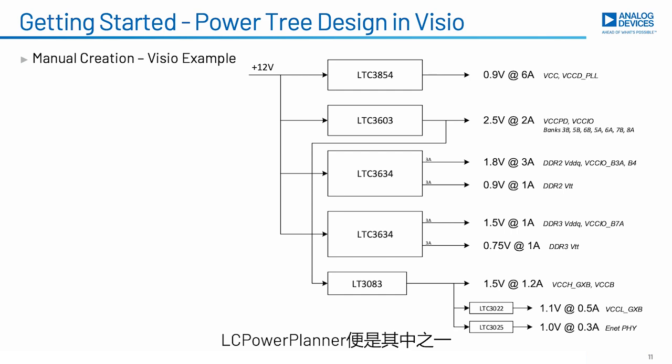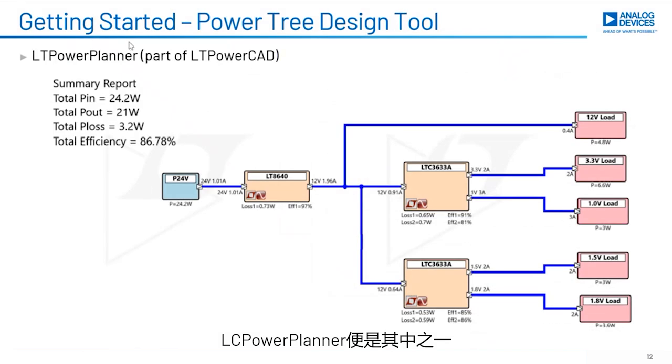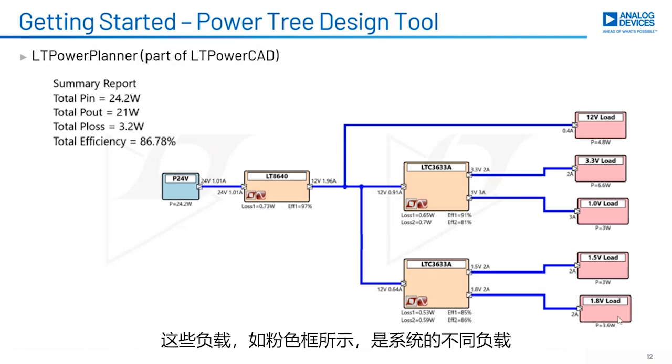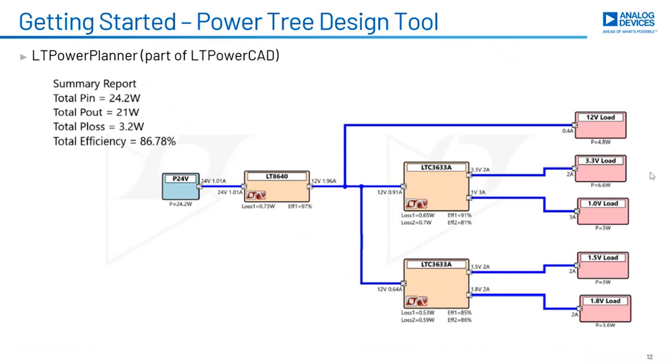And one of those tools is called LT Power Planner. It's both a graphical tool to create the power tree picture, if you will, but it also performs calculations on the fly, much like a spreadsheet does. In this example, we have a 24-volt input, and we have several power converters, and these loads, the pink boxes over here, are the different loads that the system has. So we have a 1-volt load that needs 3 amps, a 3.3-volt load that needs 2, etc.